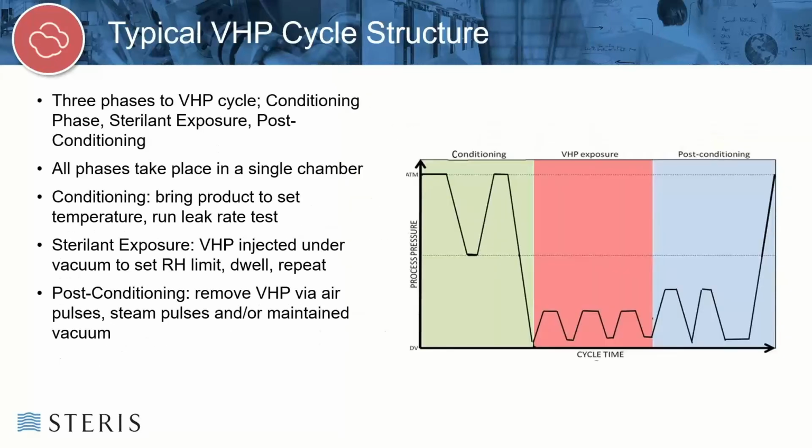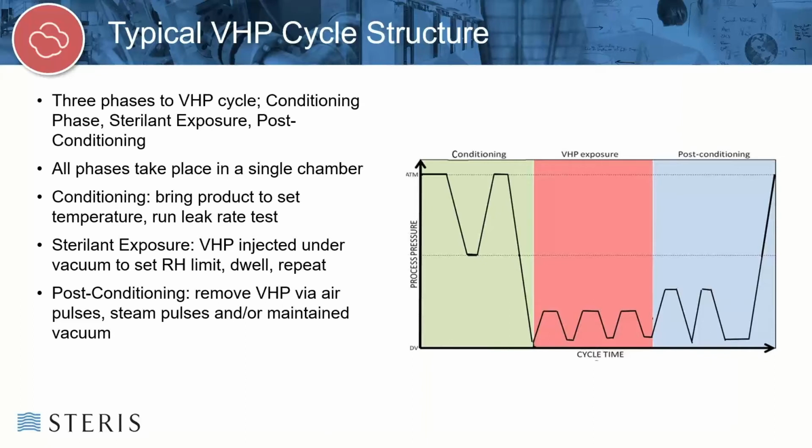This diagram here then shows a typical VHP cycle structure. So similar to an ethylene oxide cycle, a VHP cycle is split up into 3 phases. So we have a conditioning phase, a VHP exposure phase, and then a post-conditioning phase. And all 3 of these phases take place in a single chamber, one after the other. So there's no delay or movement in between them. So there's no conditioning in one area, VHP exposure in the next, degas somewhere else.